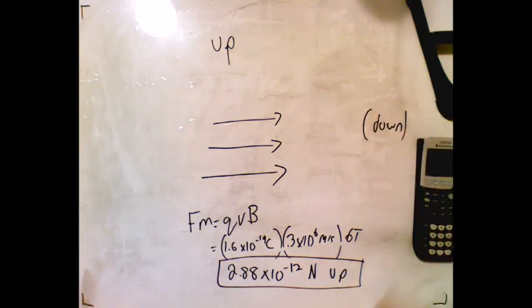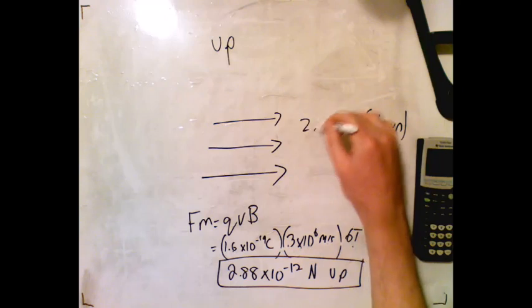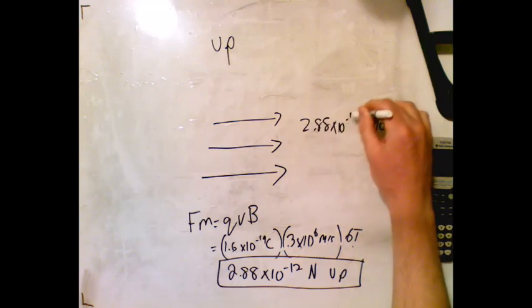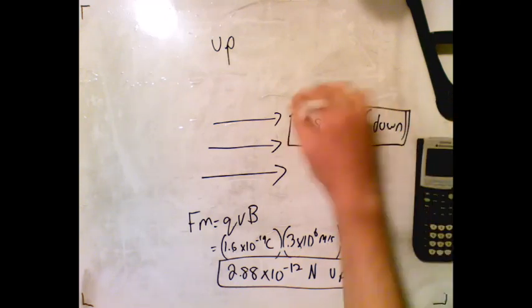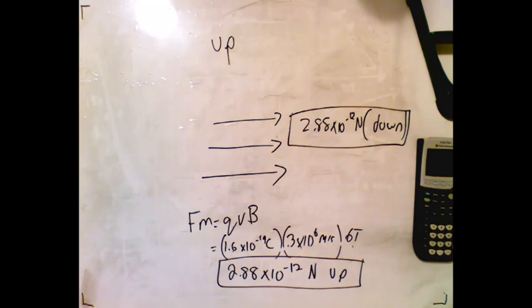And if we look at our numbers, well, the charge of a proton and electron are the same. We can look that up on our data booklet. The speed is the same, the magnetic field is the same. So it's going to be the same magnitude. It's just going to be down instead of up if we use a proton.